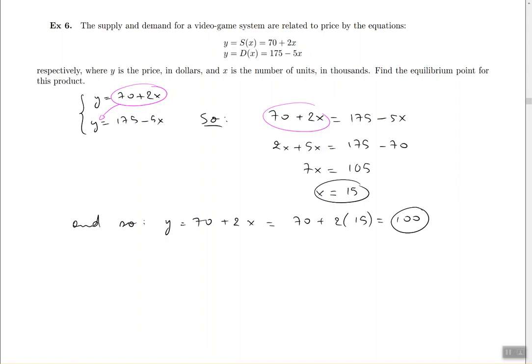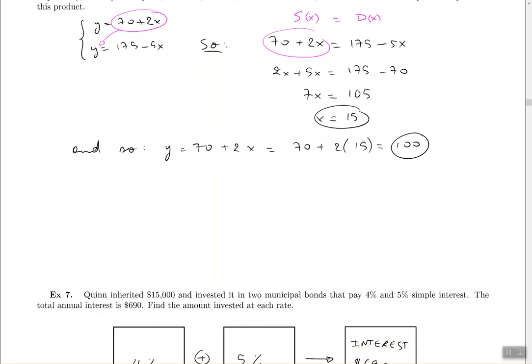So the first one is a supply demand problem, and I set it up like before. So basically on one hand I am saying that the supply S of X has to be equal to the demand D of X. And so solving that problem I get 15, and remember 15 is in thousands, so technically they need 15,000 video games, and 100 is the Y coordinate or the price.